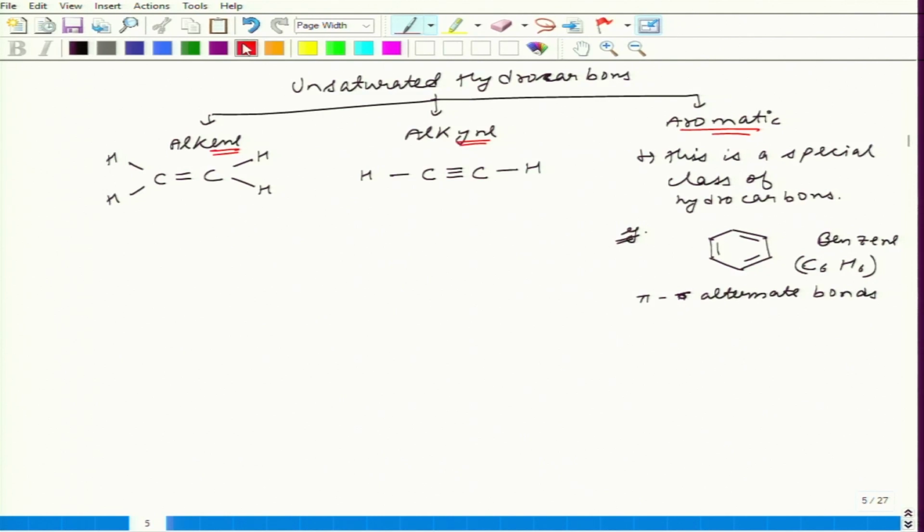What I am saying is, see, this is a pi bond, right? This is a sigma bond, a pi bond, a sigma bond, a pi bond, a sigma bond. It means in the entire ring there are alternate pi and sigma bonds. So this makes this ring special. What is the second point? There is a pi conjugation in the entire ring.